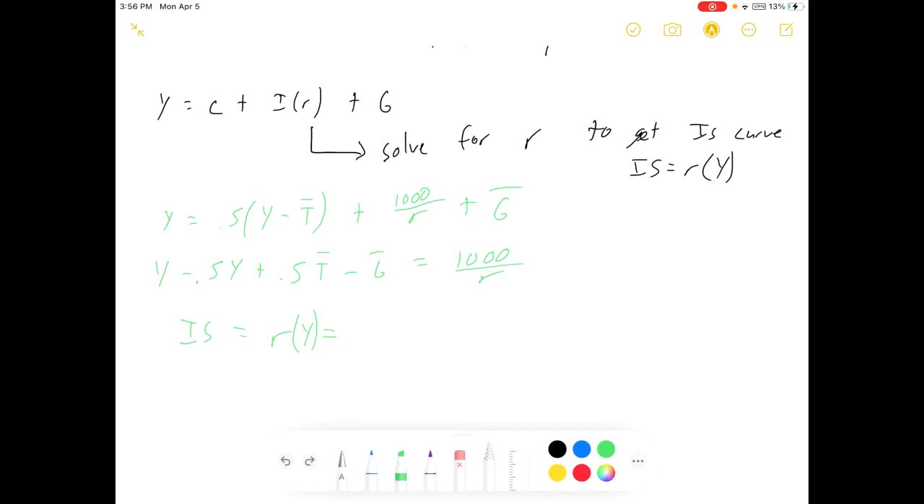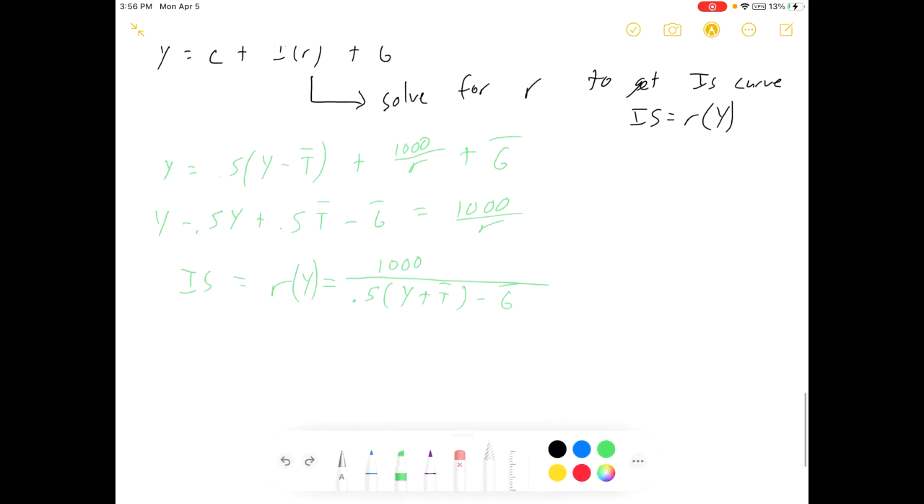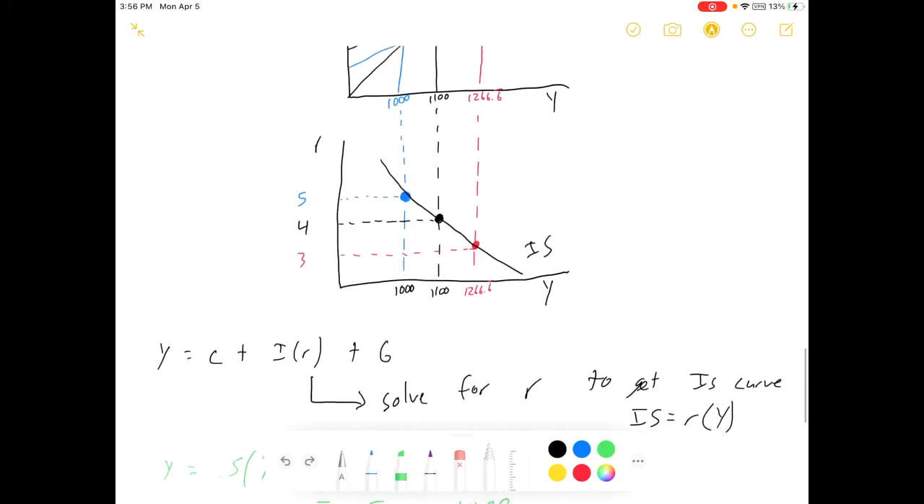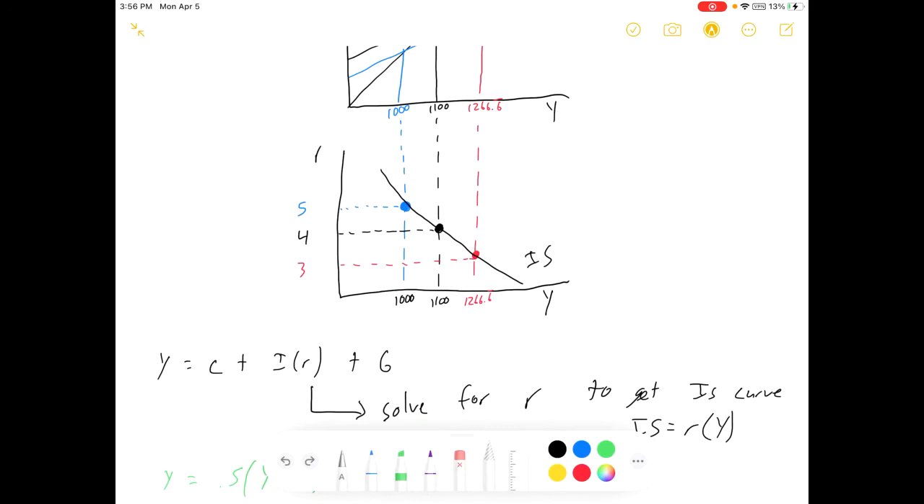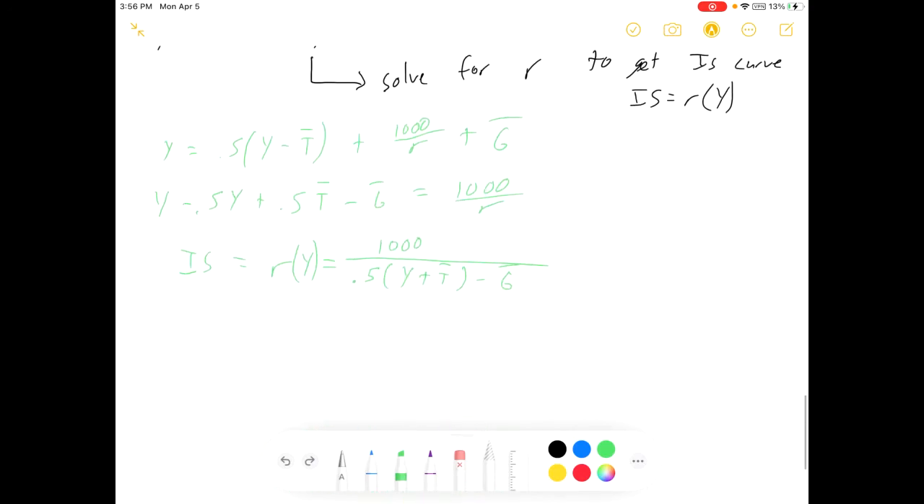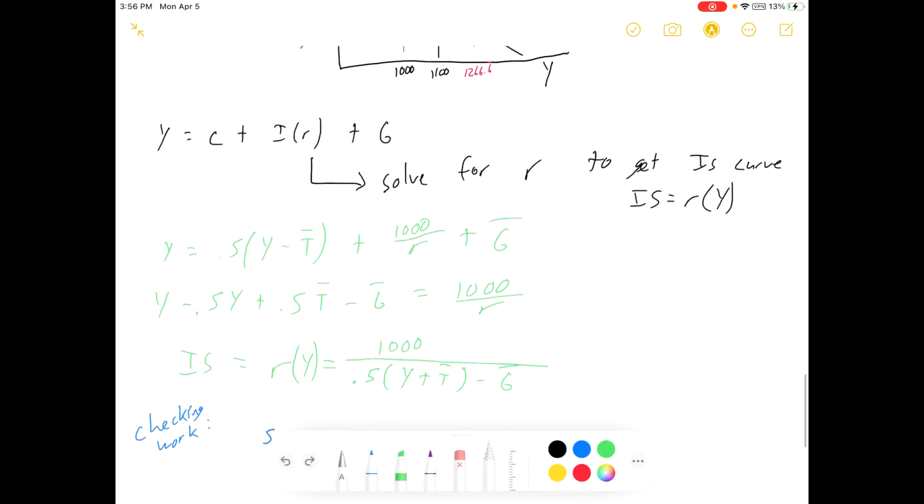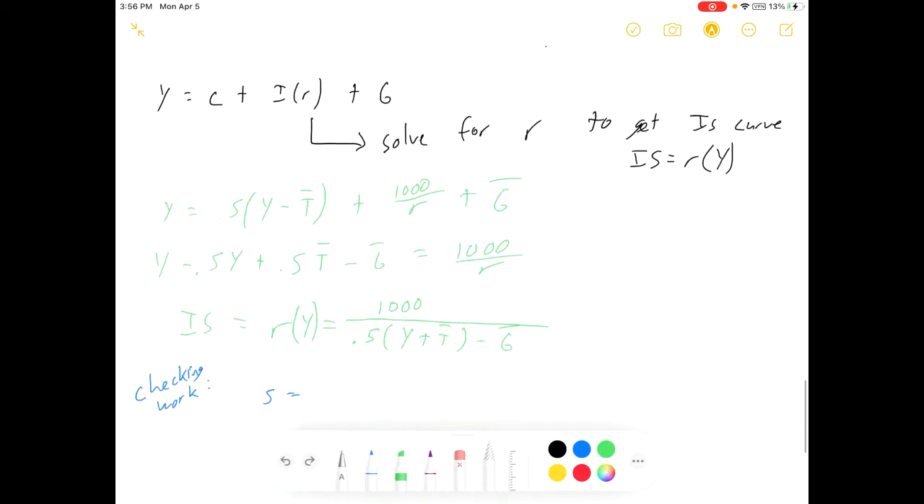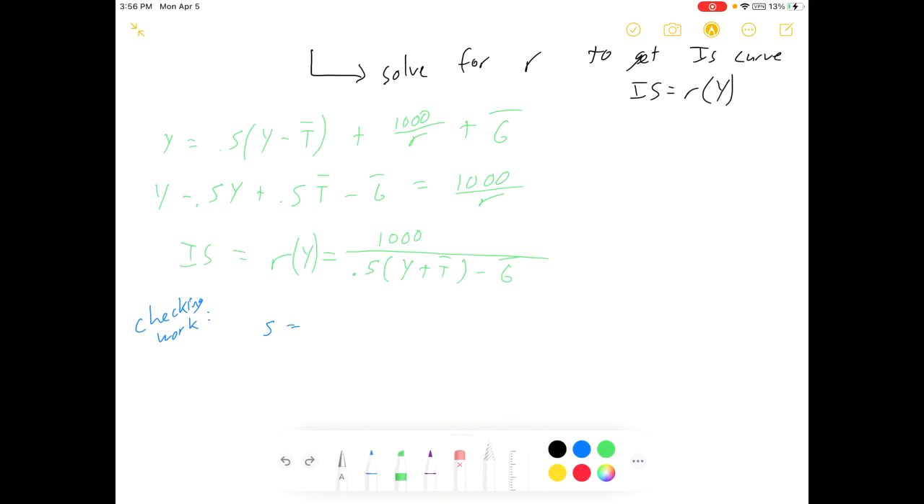Solve for everything. You get IS equals R of Y is 1,000 over all that stuff that was on the left-hand side. That's a function, R as a function of Y. That is the function for this IS curve that we drew a sketch of. Let's check and make sure it works, just for fun. We knew that with a 5% interest rate, GDP should be 1,000.